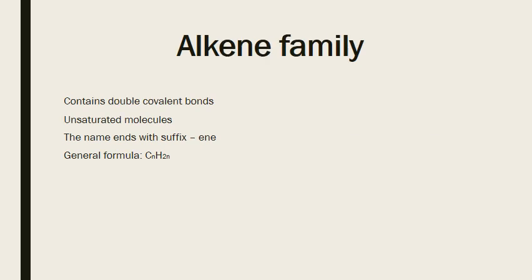The alkene family contains double covalent bonds. They're unsaturated molecules. Their name ends with the suffix "ene" and they have a general formula of CnH2n. For example, if we apply the C3 rule again, it will be C3H, 3 times 2 is 6. If we're going to draw this, it looks something like this. Remember carbon can only have 4 bonds. So C3, as you can see, has H: 1, 2, 3, 4, 5, 6, H6.